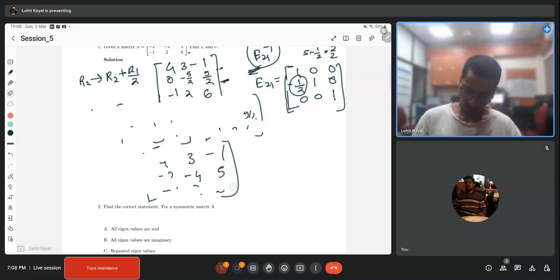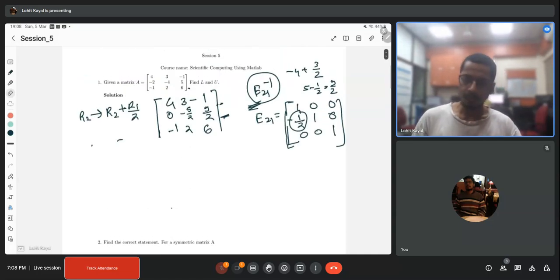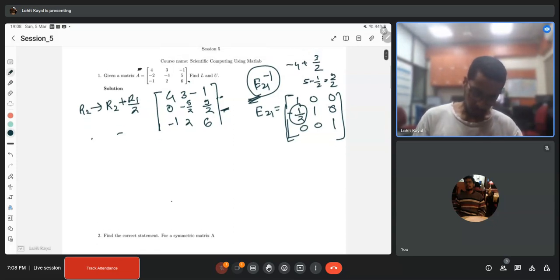So I will store it for now. Now I will move to the second step, which is that I will operate on row 1 and row 3. Again, observe this matrix A. So what will be the step? The next step will be R3 plus R1 by 4.